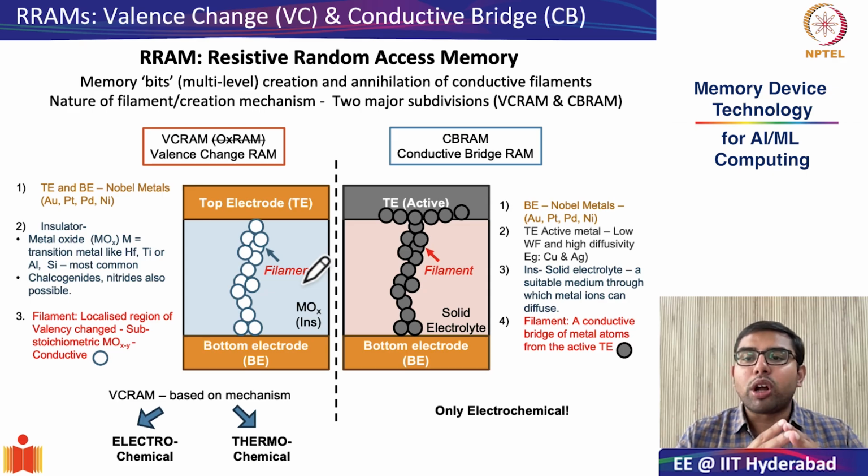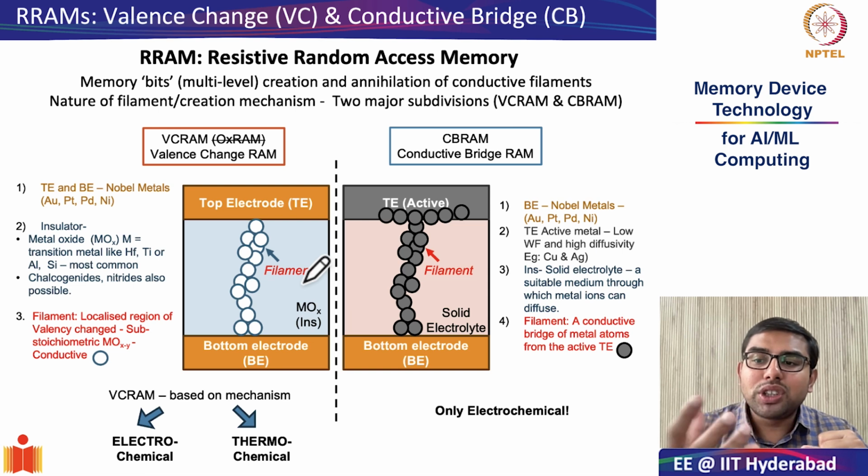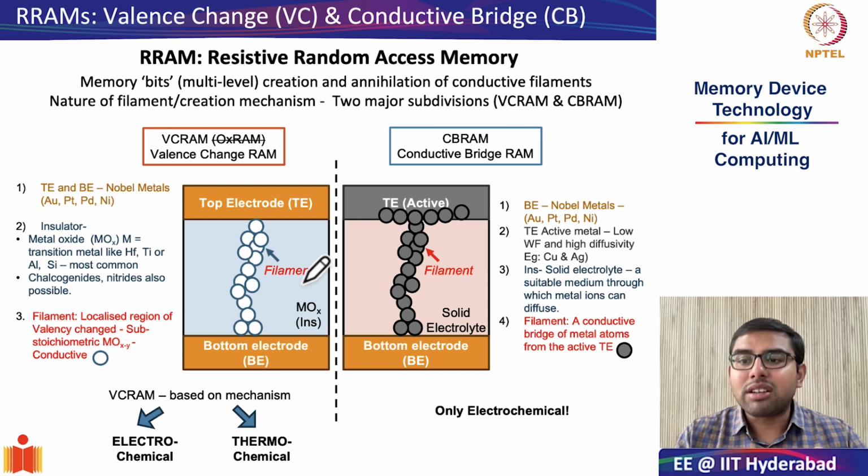The annihilation process was either guided by an electrochemical process, which involved the refilling of these vacancies by applying an opposite electric field. So if set or forming was positive on the top electrode, reset involved applying a negative bias on the top electrode. Or you could also have the thermochemical process, where localized Joule heating leaches oxygen from neighboring regions, thus rupturing this conductive filament.